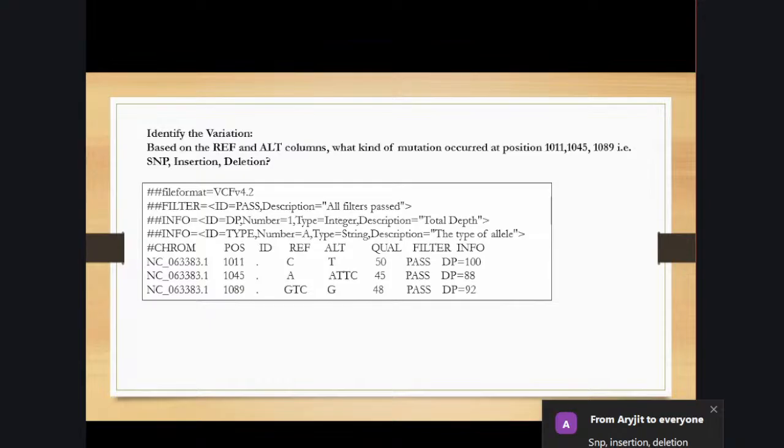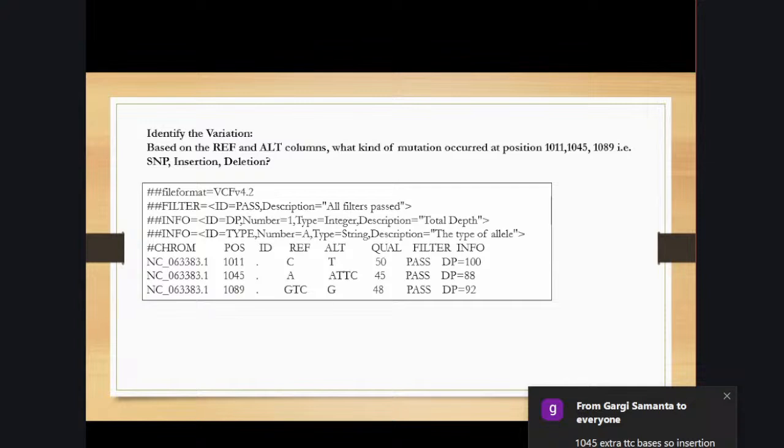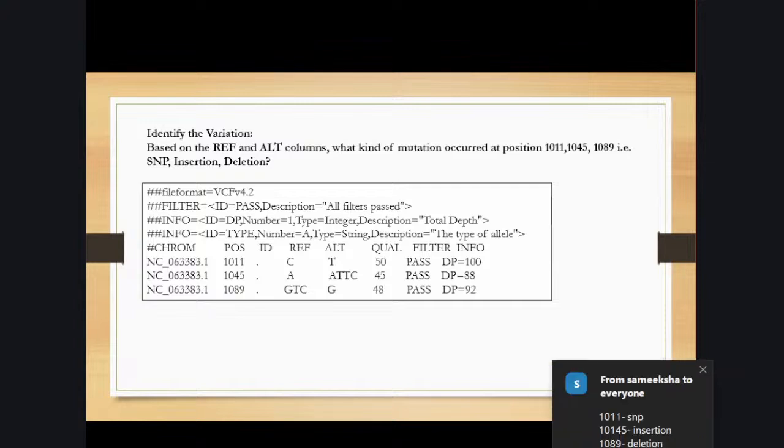Bingo, bingo. You guys are answering very correctly. Everyone is answering so correctly. I hope you have understood this. If not, I will explain for those who have not understood. But I think almost everyone has answered very correctly. Gargi has written 1011, one base replaced by another, so SNP.